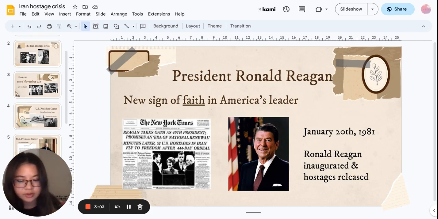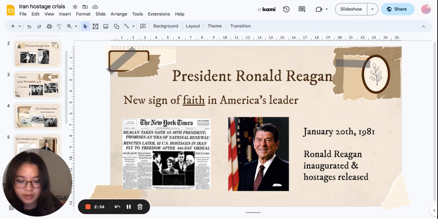He was already struggling to manage the country's economic state, and now he had to deal with the Iran hostage crisis. The hostages only reached freedom after Carter left office, and they were released on January 20th, 1981, which was also the day Ronald Reagan became the new leader of the US, and he brought a new sign of faith to America.